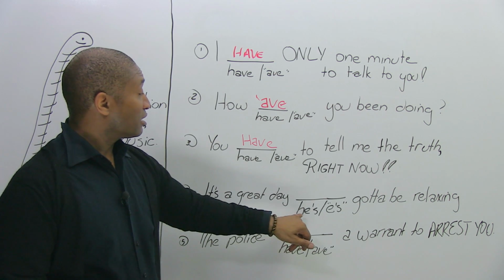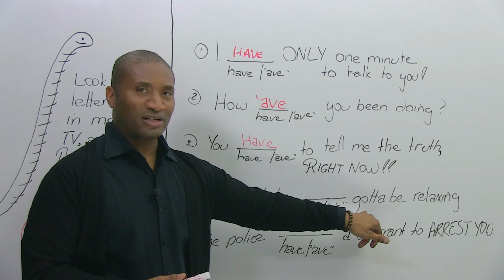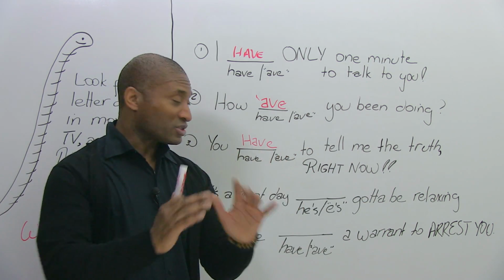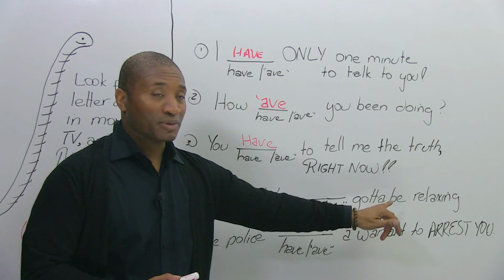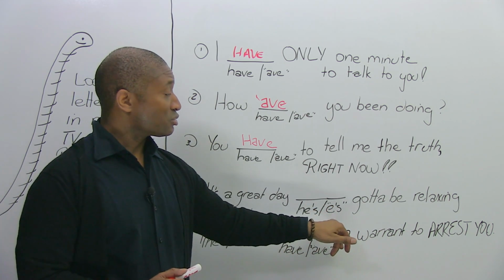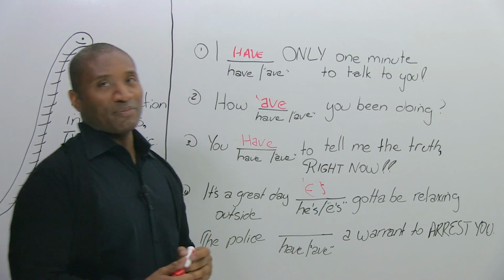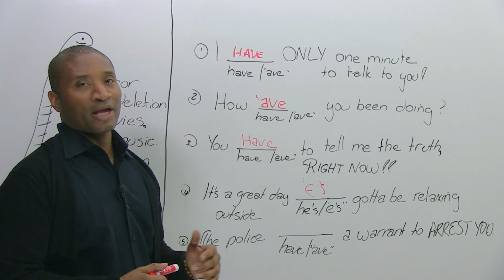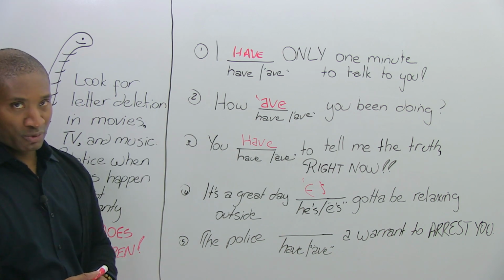It's a great day. He's got to be outside relaxing, right? Why is it he's got to be? Look at this. What is that? Is that a regular word? Of course not. This is a slang term. It's a word that's been put together. Have to be, right? Have got to be. So he's got to be. So you know it's not going to be he has got to be. Even this one's contracted. This is the best one, right? He's got to be outside. He's got to be with his friends. He's got to be having a beer, right? Casual, regular talk.